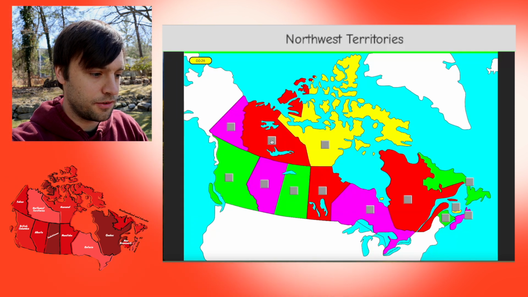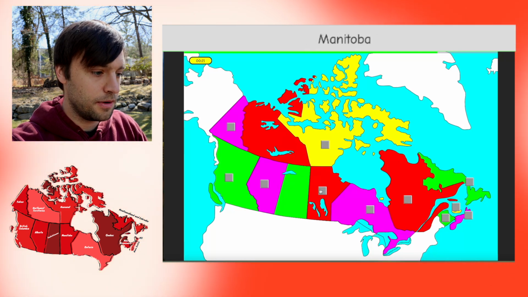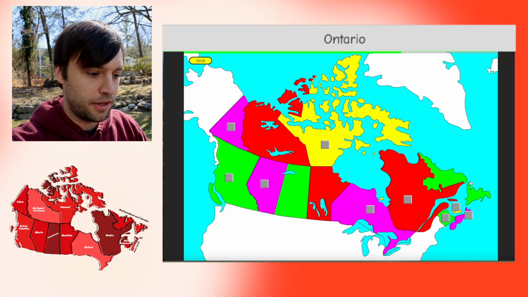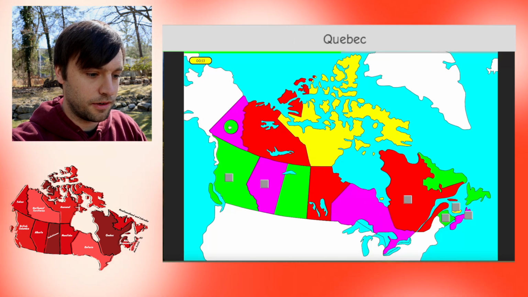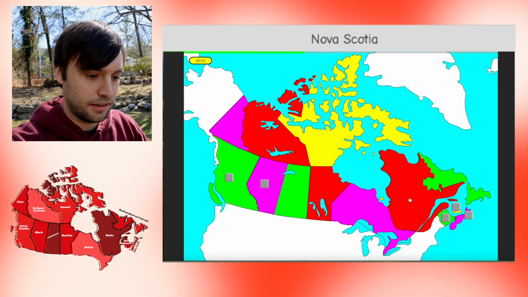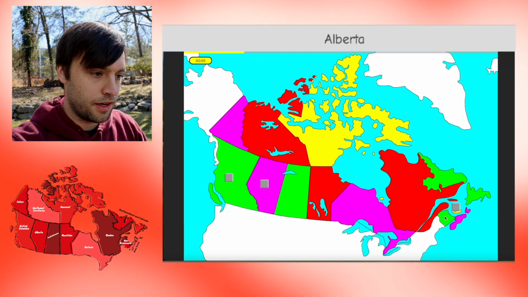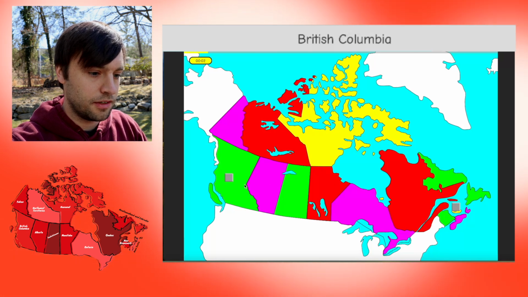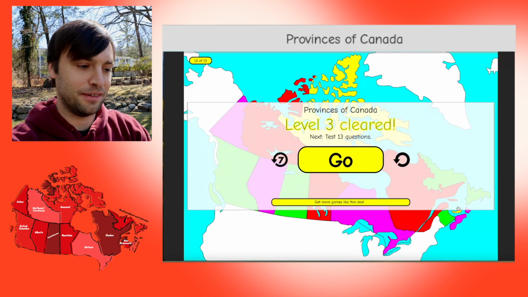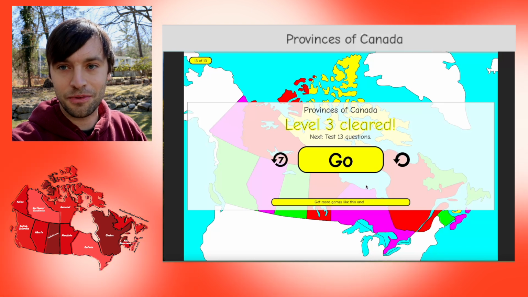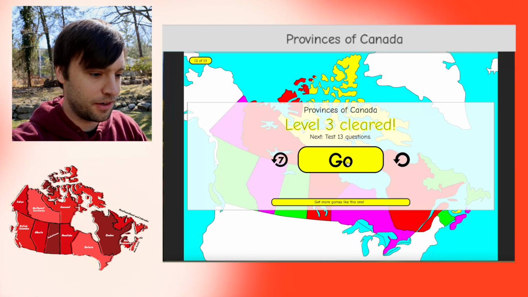We have the Northwest Territories, we have Saskatchewan, we have Manitoba, we have Newfoundland, we have Ontario by the Great Lakes, we have Nunavut Territory, we have Yukon Territory, we have Quebec, we have Nova Scotia, we have New Brunswick, we have Alberta, we have British Columbia, and Prince Edward Island. Level 3 cleared. I feel a lot more confident now. Test mode, boxes won't go away. Let's see if I can do a repeat victory lap of the 100%. I'm going to hit go.